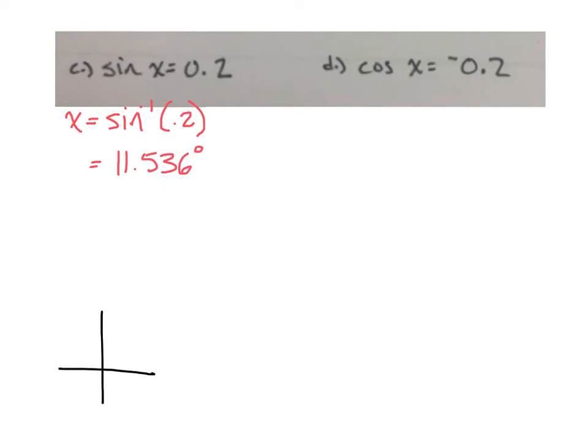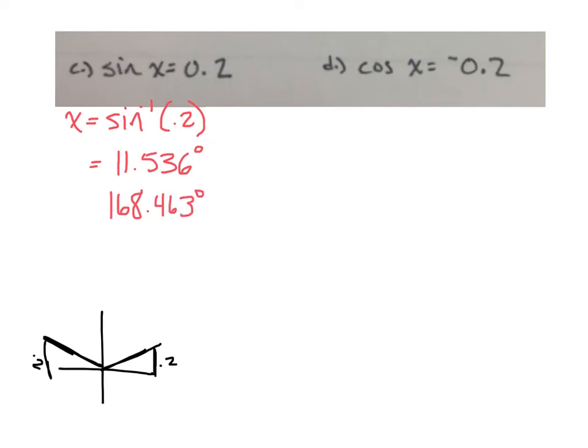Think about this. Here's 11 degrees. That gave us a sine that was positive 0.2. Which other quadrant has a positive sine? That would be this one, where we get a positive 0.2 for our sine. So what we're looking for is the second quadrant angle whose reference angle is 11.536. So just take the 180 and subtract off that 11.536, and we'll get our other angle, which is 168.463.